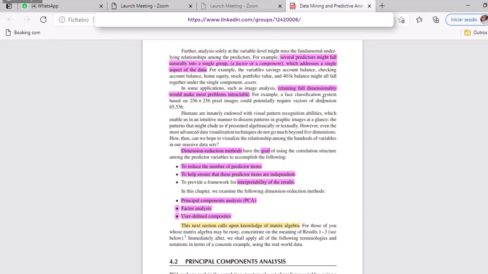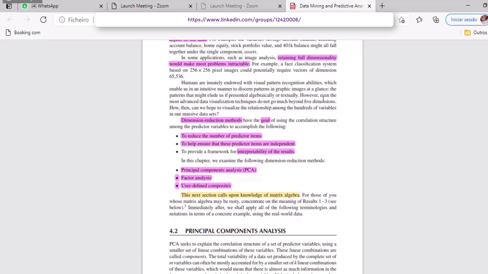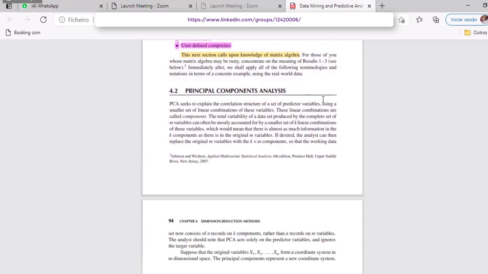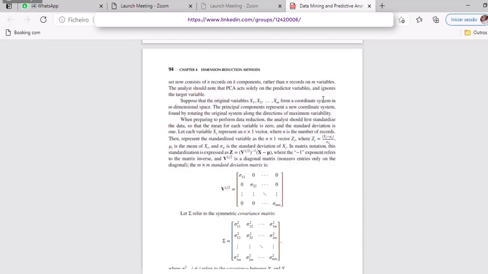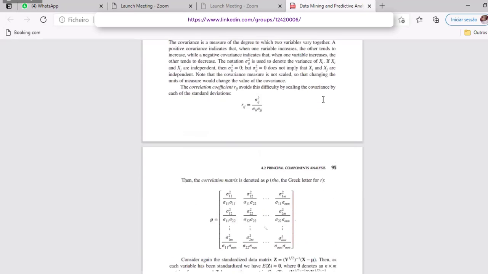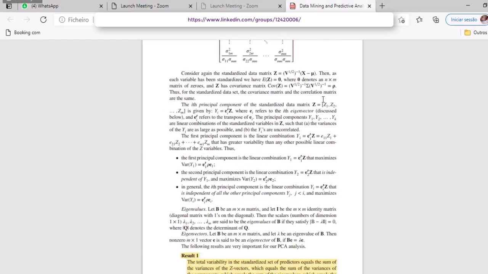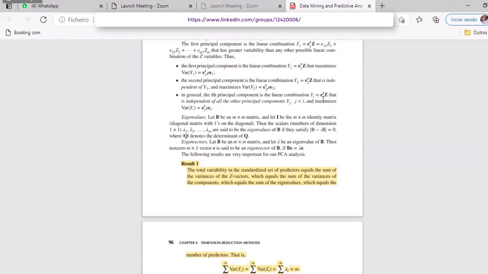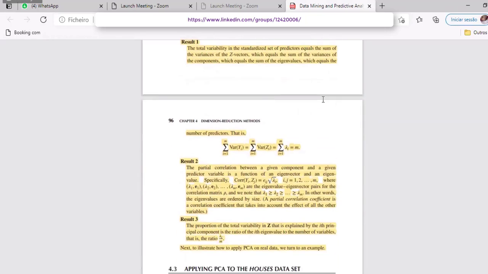So the PCA requires a matrix algebra domain. I don't know about you, but I did this many years ago, and I was not bad at it. But when you don't use it every day, you start forgetting. And so I skipped this part totally, as they recommend in the book, and I went directly to the results.